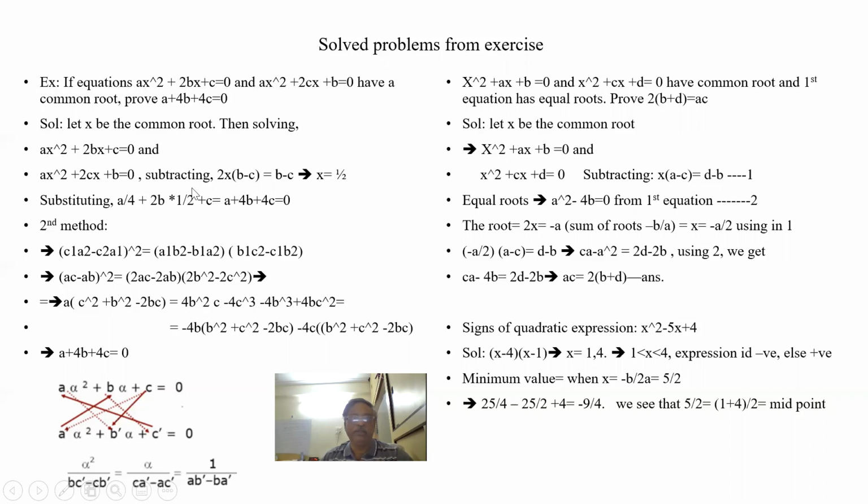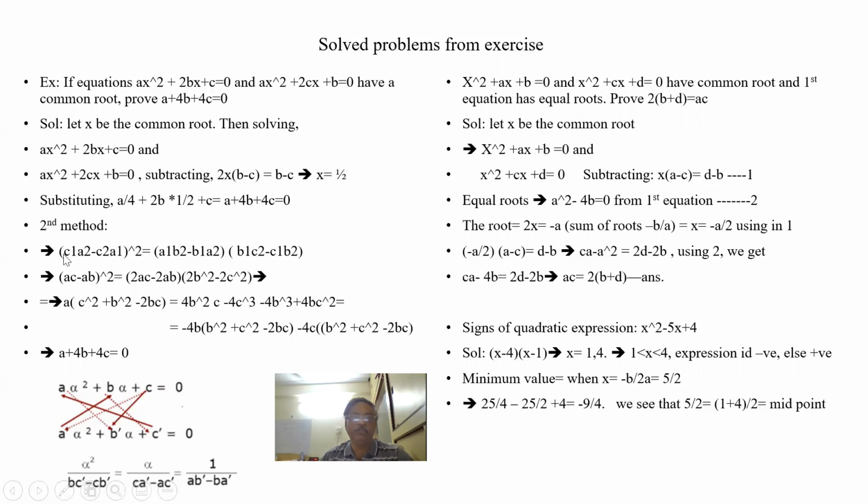When I am subtracting, what I am getting is 2x into b minus c is equal to b minus c. So here x is equal to half. B minus c gets cancelled. I'm getting x is equal to half. When I substitute here, ax square, a by 4 plus 2b by 2 plus c. And when I simplify this, a plus 4b plus 4c is equal to 0.